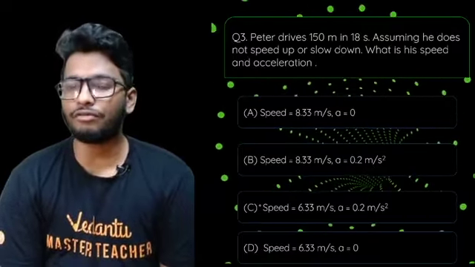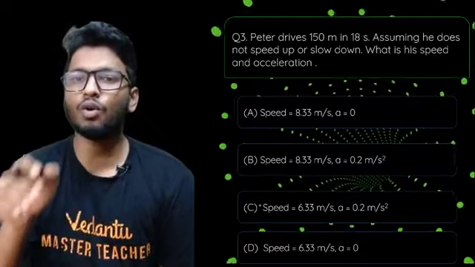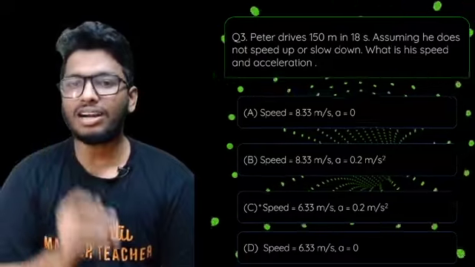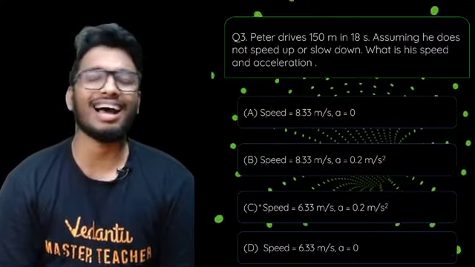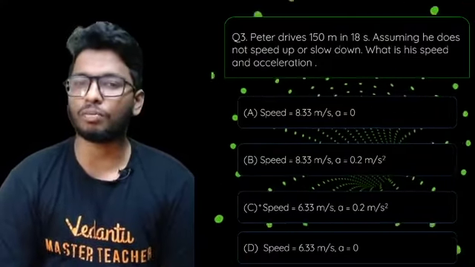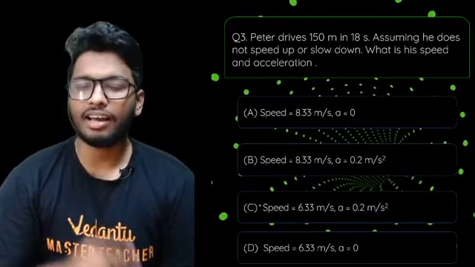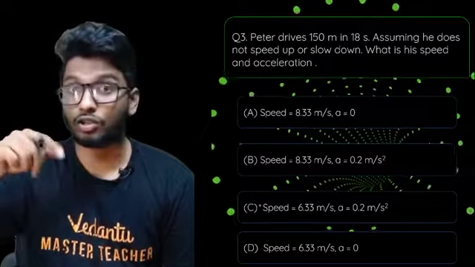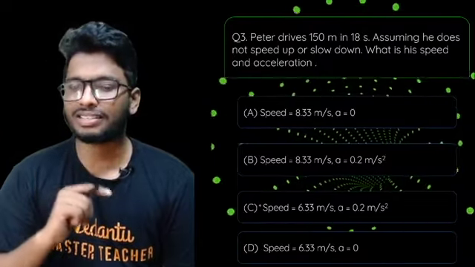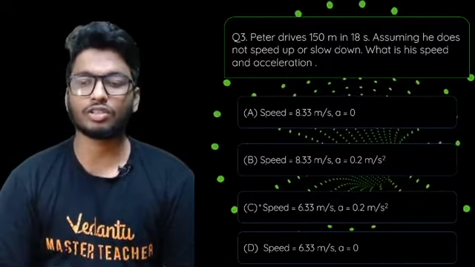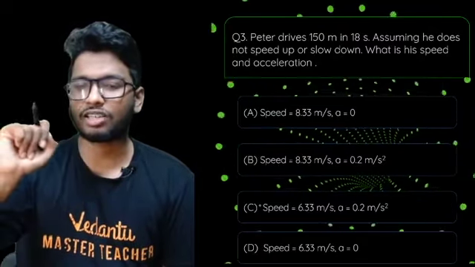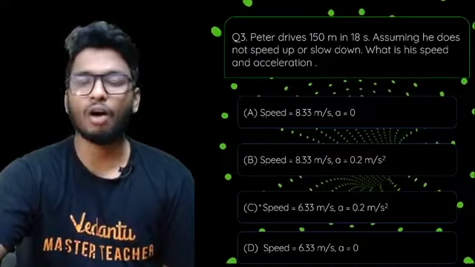Peter drives 150 meters in 18 seconds. Assuming he does not speed up or slow down, what is his speed and acceleration? So speed is, in option A, 8.33 meters per second and acceleration 0. Speed is 8.33 meters per second and acceleration 0.2 meters per second square. Speed is 6.33 meters per second and acceleration 0.2 meters per second square, or speed is 6.33 meters per second and acceleration is 0. So let's see, guys, how do we calculate this one?